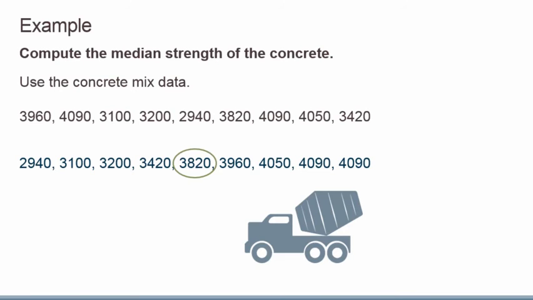Another way to compute it is to pair off the data points on the end. So I pair off my first and last data point, second and next to last, third and third to last, fourth and fourth to last, and my middle is 3,820. So we have 3,820 psi of pressure.